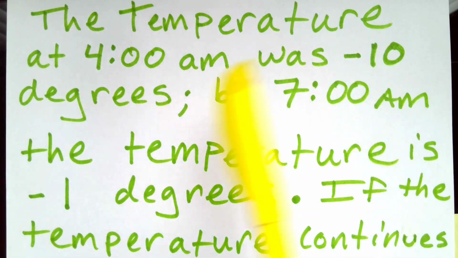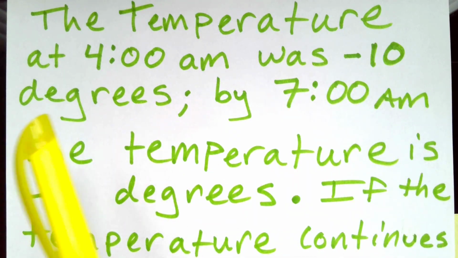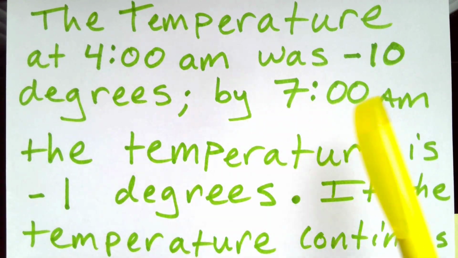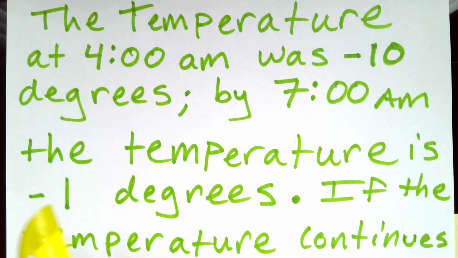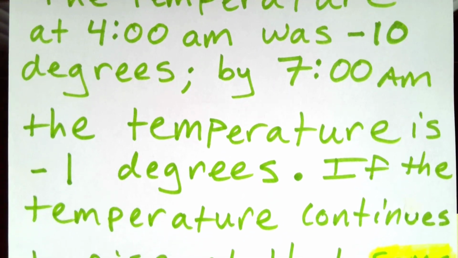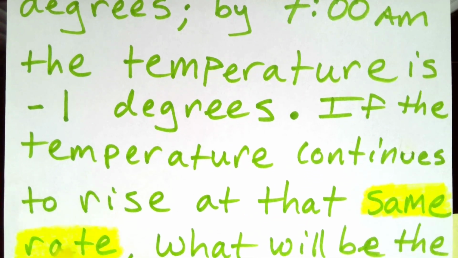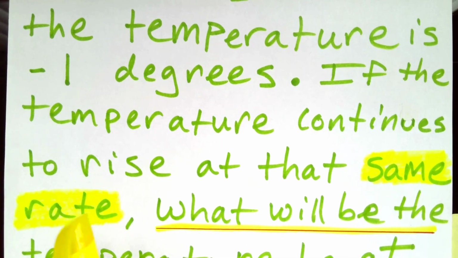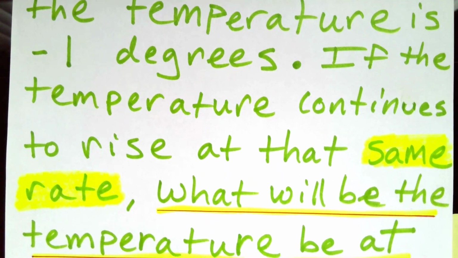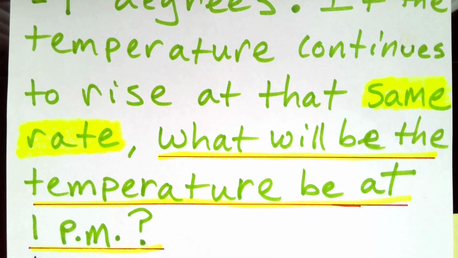The temperature at 4 a.m. was negative 10 degrees. By 7 a.m., the temperature is negative 1 degrees. If the temperature continues to rise at that same rate, what will be the temperature at 1 p.m.?